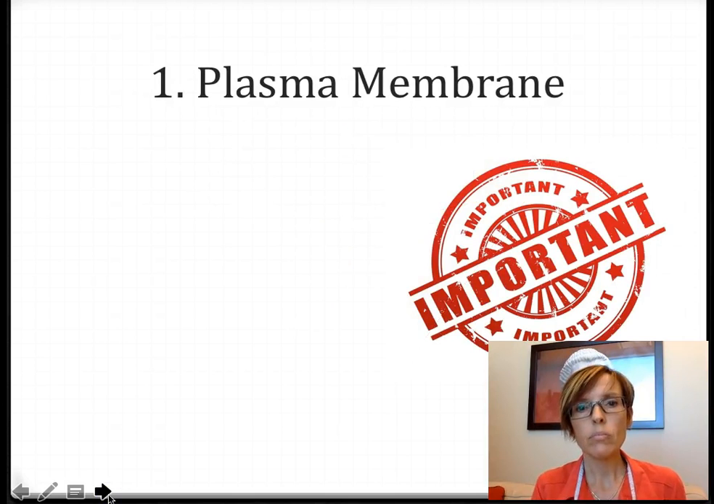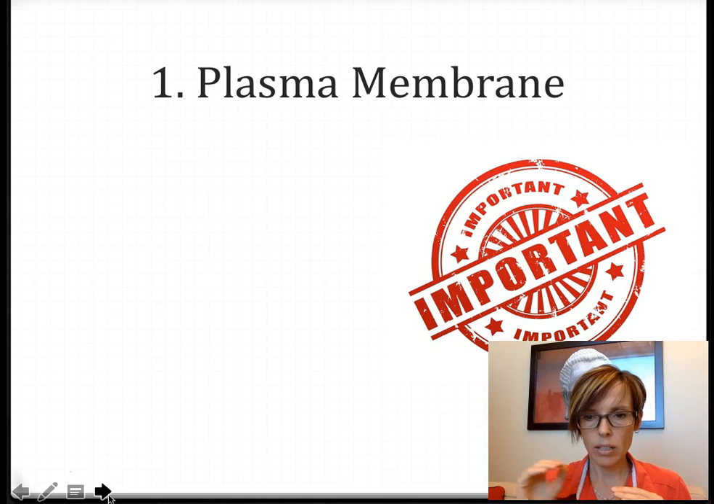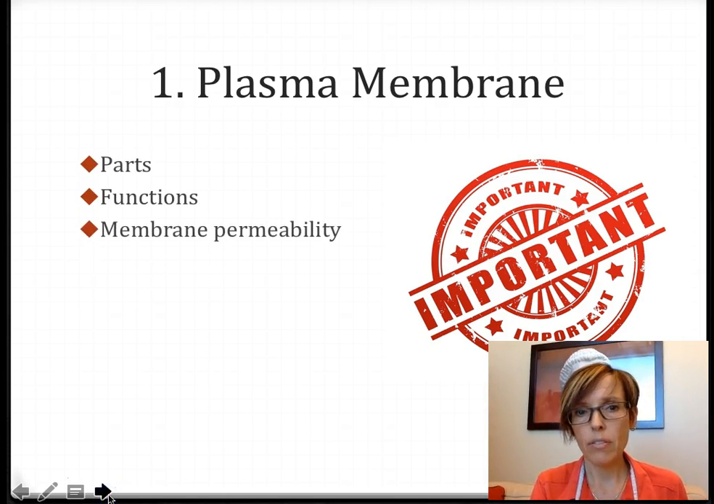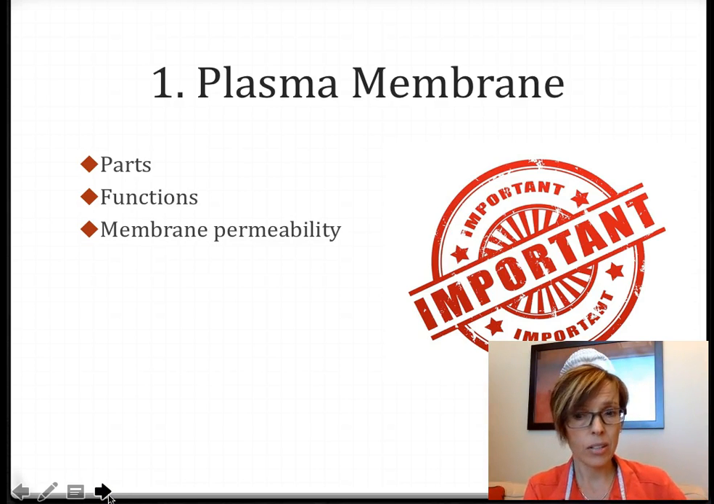All right. The plasma membrane or the cell membrane, super important. Again, when we get later on in the semester, there's a lot of things that are happening right at that cell membrane level. Okay, so we'll talk about the different parts, the functions, membrane permeability, so what things get in and out of a cell. So this is very key.